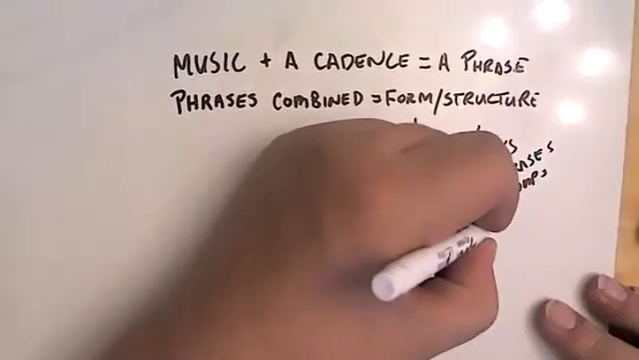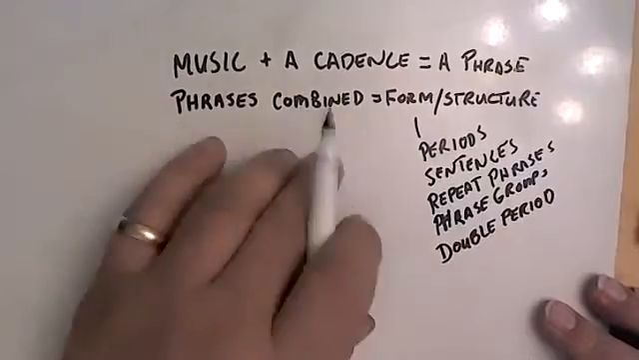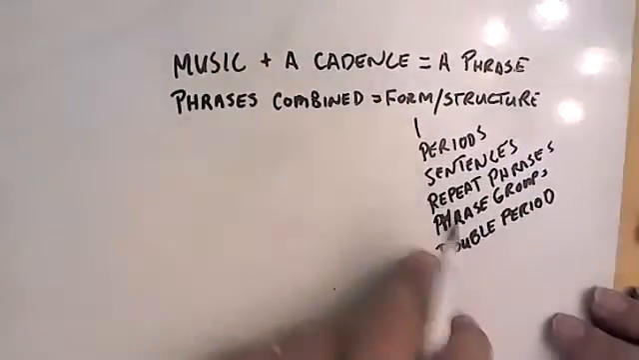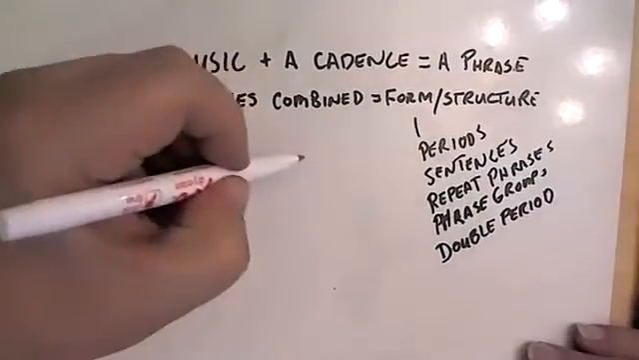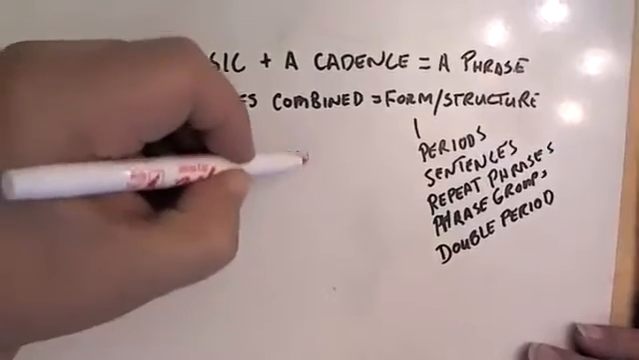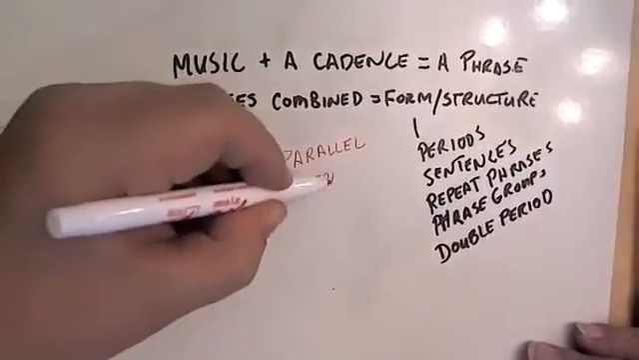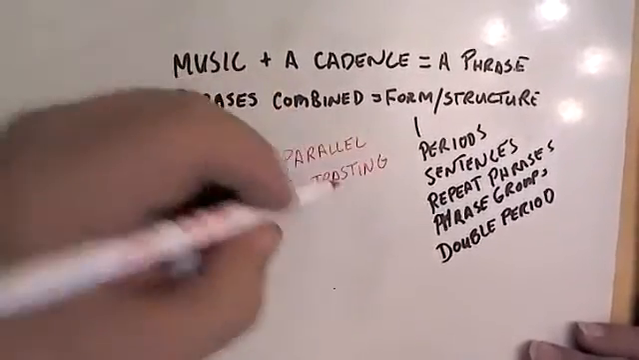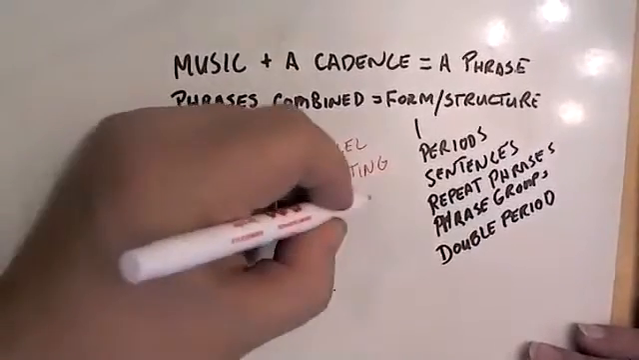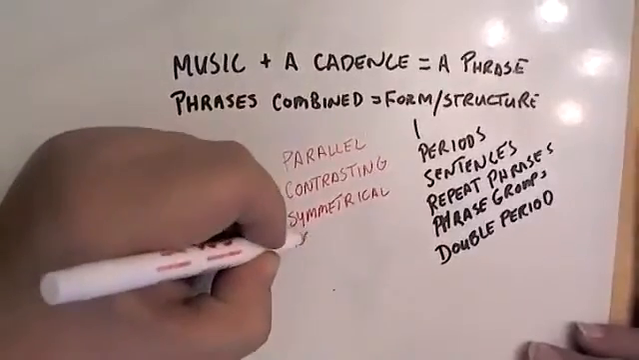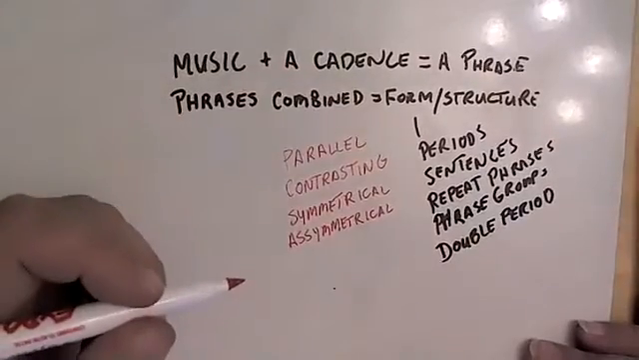Okay, these are structures made when you combine certain kinds of phrases, meaning music plus a certain kind of cadence, together to make these things. There were also words that got used in there, like parallel and contrasting and symmetrical and asymmetrical, of course. Hope I'm spelling that right. Looks right to me. Okay.